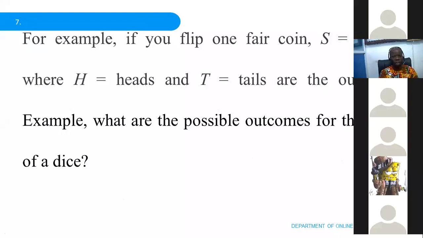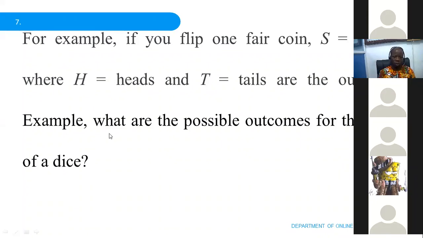Next slide. For example, if you flip a fair coin, that is, you throw the coin, your sample space S equals {H, T}. The H represents the head, and the T represents the tail, because I said earlier that one of the faces is assumed to be the head, and the other face, the second face, is assumed to be the tail.